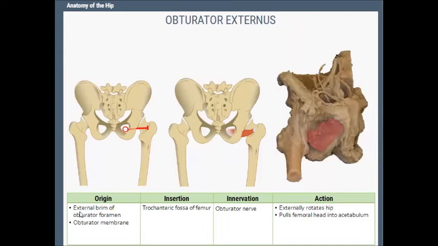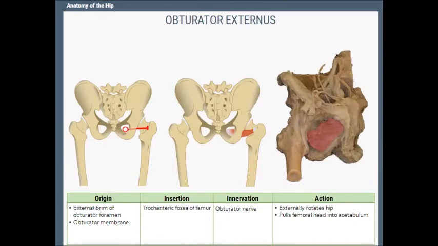Obturator externus originates from the external brim of the obturator foramen and obturator membrane. Insertion will be on the trochanteric fossa of femur. Obturator nerve will be the nerve supply. It helps in the external rotation of hip and pulls the femoral head into the acetabulum.